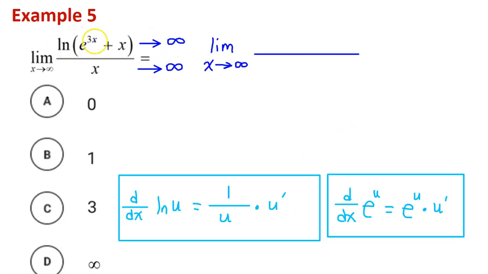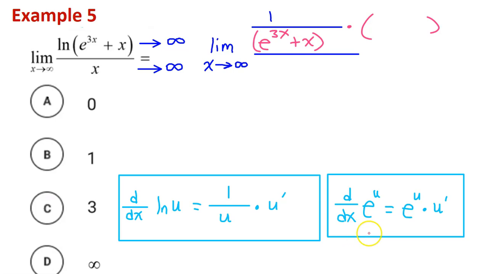We can take the derivative of the numerator and the denominator without changing the value of the limit. The derivative of natural log u is 1 over u times u prime. So here we go. The derivative of natural log u is 1 over u. So that's 1 over, let me change colors here, e to the 3x plus x. So that's our u times u prime.